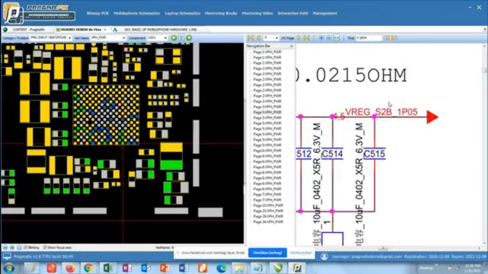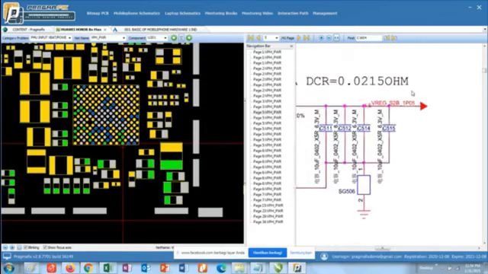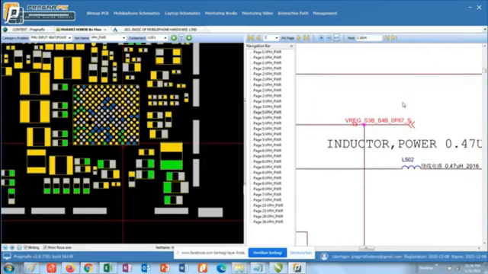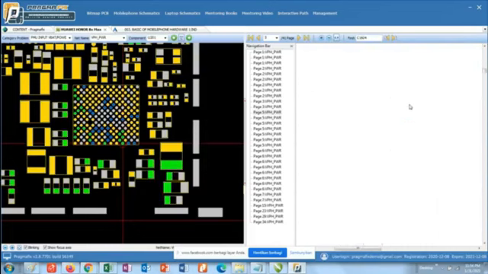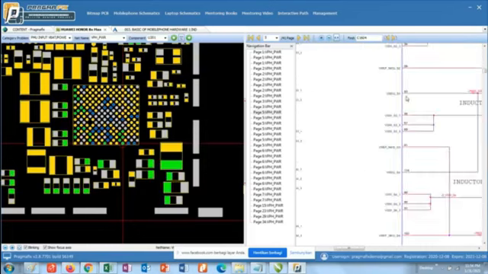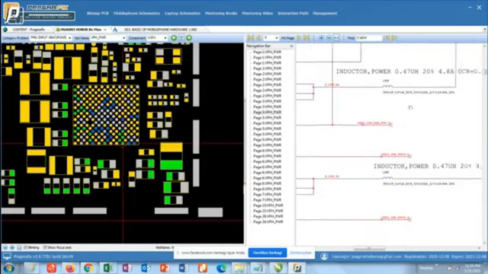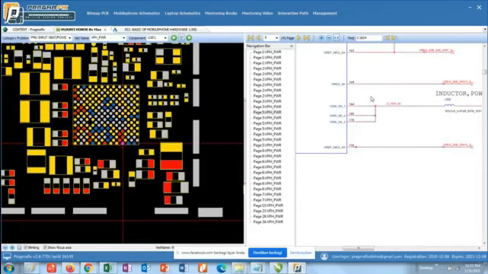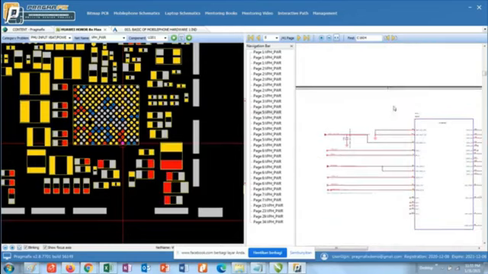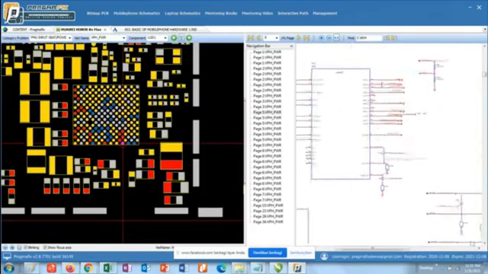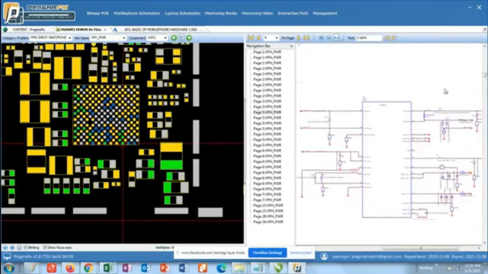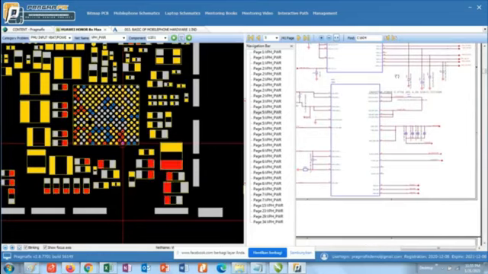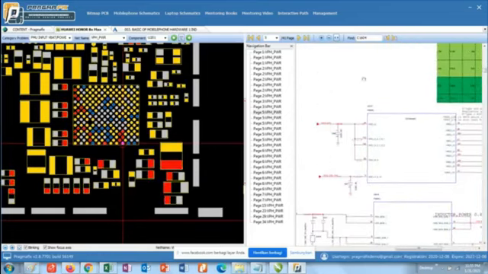U501. U501 can produce these voltages with the existing coil, the same SMPS, their VREC S1B 1P125. There is also VREC S2B 1P05. This means the voltage is 1.05 volts, and continues to SMPS3, SMPS4 and SMPS5.